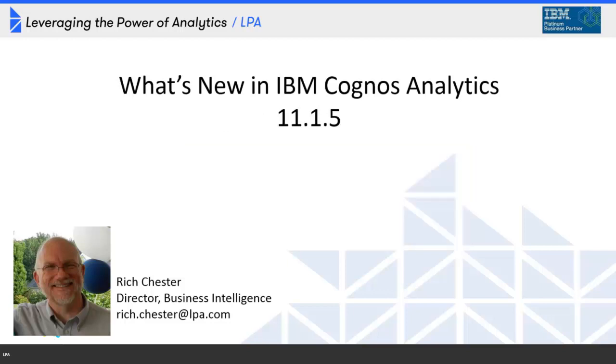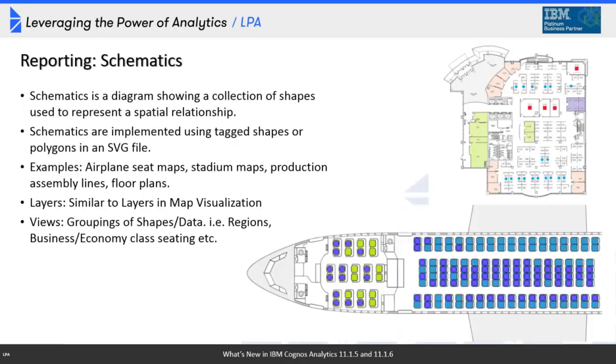So let's move on to what are the new features in 11.1.5. We'll start out with some changes to reporting. One of the new things that you can add to a report is a schematic. Now, schematics start out as diagrams presented in a technology called SVG. An SVG file, unlike a JPEG, is actually a file full of vectors where you describe shapes and their size in a text format. So it's actually editable.